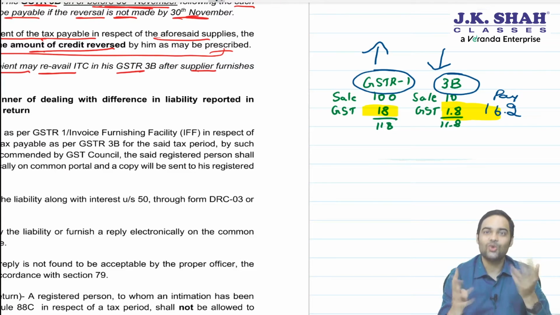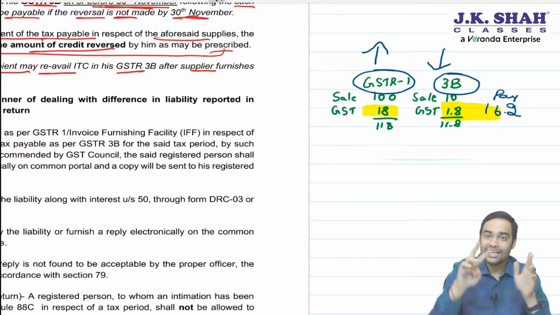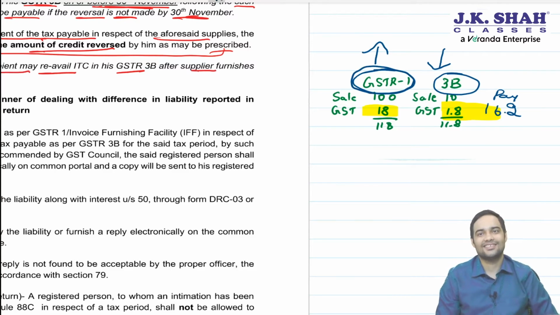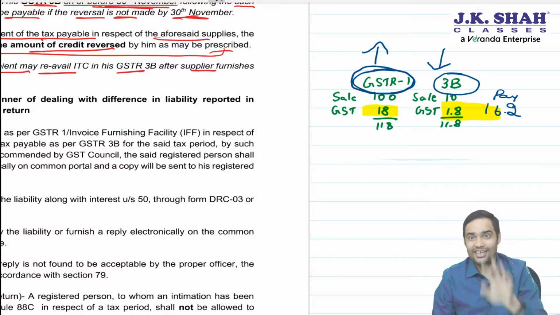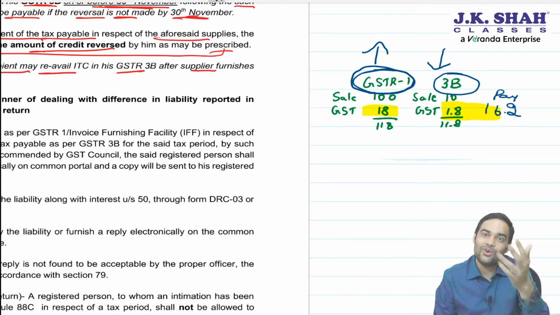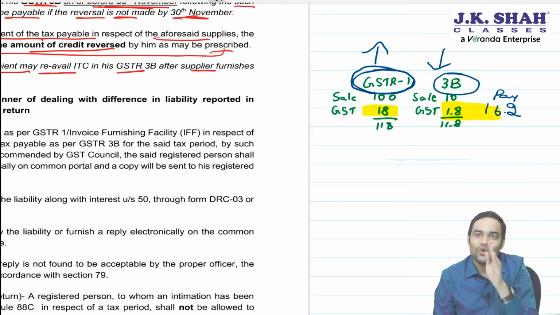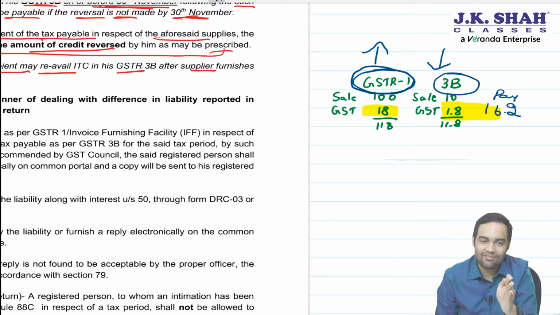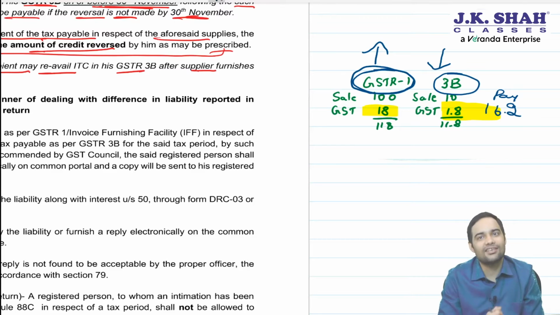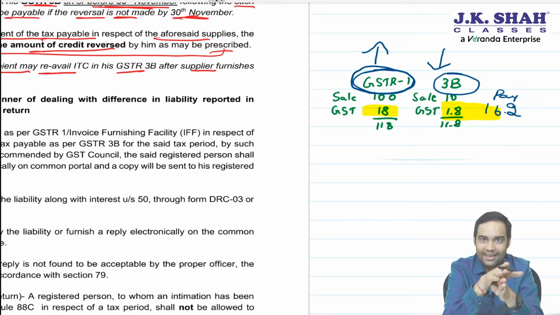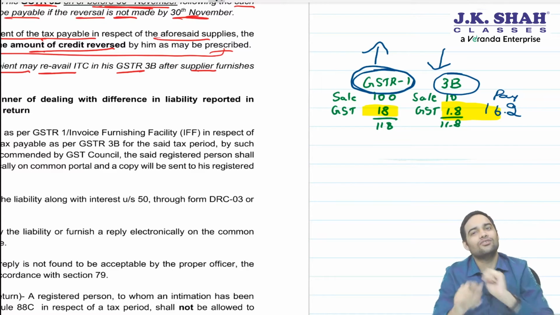One, pay the tax along with interest, or give an explanation within 7 days. If you don't do any of these two, you will not be allowed to file the next subsequent tax period's GSTR-1. They will block your GSTR-1. Now, already there are cases where you will not be allowed to file GSTR-1. Let me give you a recall. If you don't file May GSTR-1, you can't file June GSTR-1. If you don't file 3B of May, you can't file 1 of June.